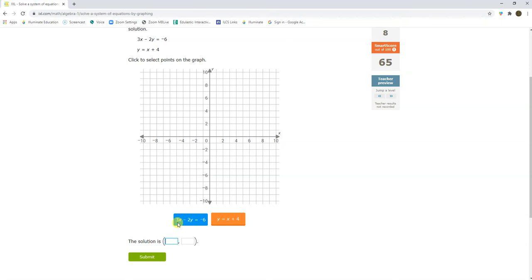All right, so if I solve this, 3x equals -6, which means x equals -2. Negative 2y equals negative 6, so y equals 3. There's the first line. This is slope-intercept. Start at 4, up 1 over 1. Where do they meet? They meet at 2 comma 6.